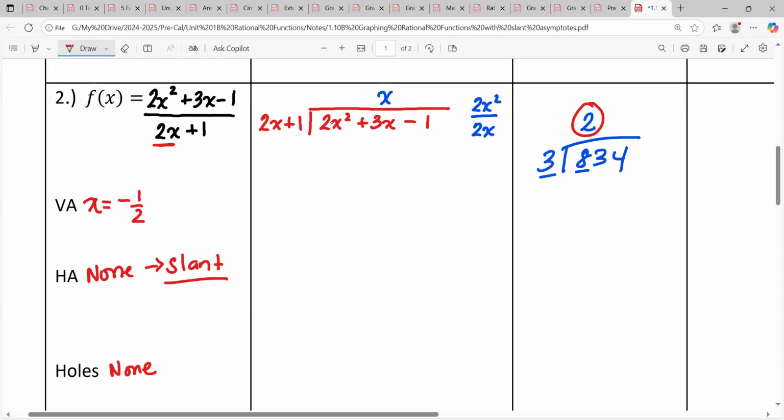Multiply. So we're going to do the same thing. But instead of just multiplying a number, I have to take x and multiply it by what I'm dividing by, which is what? 2x plus 1. So x times 2x is what? 2x squared. And x times 1 is 1x.